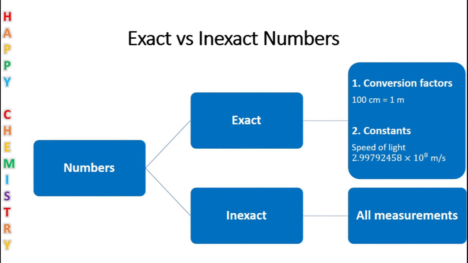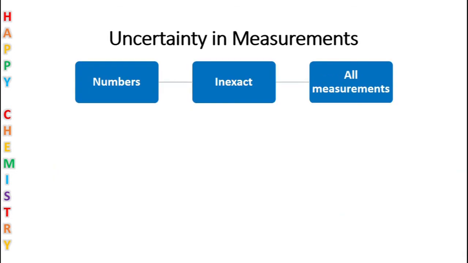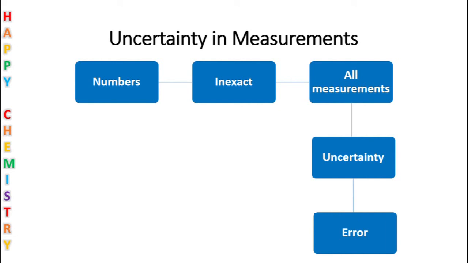Why do we say all measurements are inexact numbers? All measurements have an associated uncertainty. This uncertainty is caused by different errors that occur during the measuring process. Therefore, due to these errors, there is an uncertainty associated with measurements which make them inexact numbers.